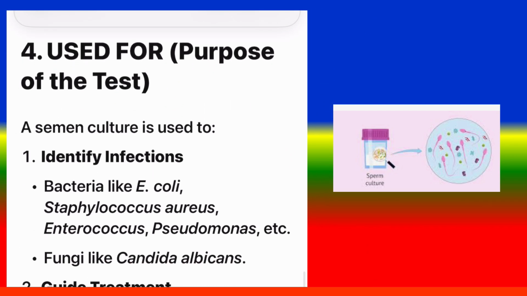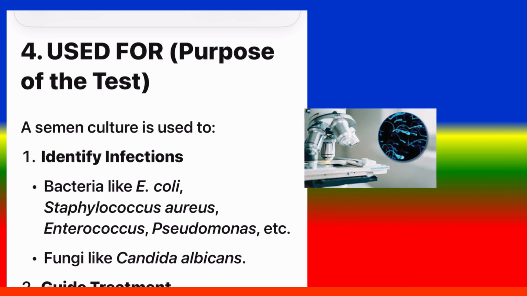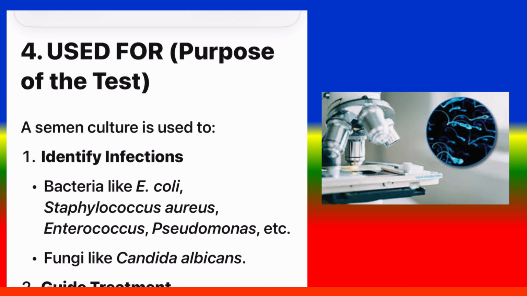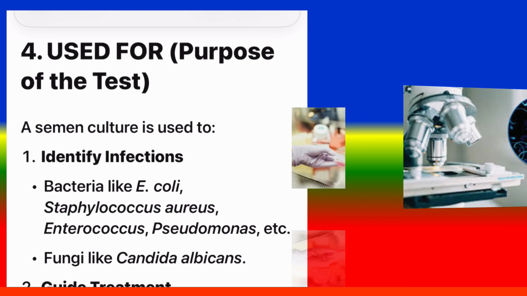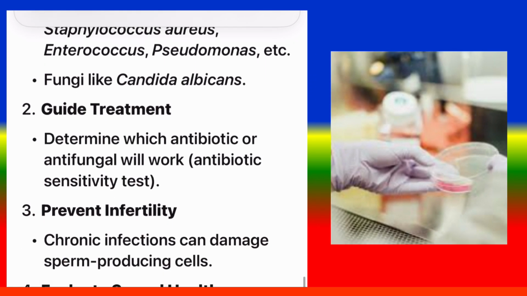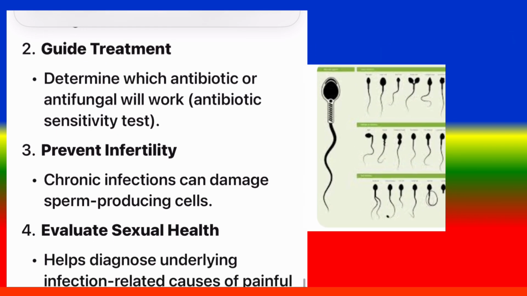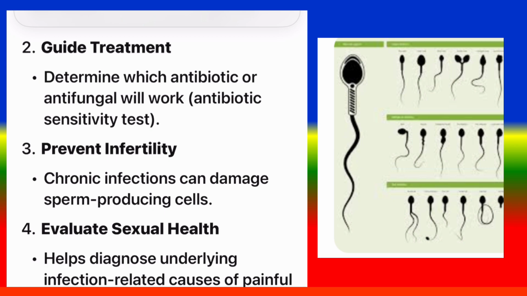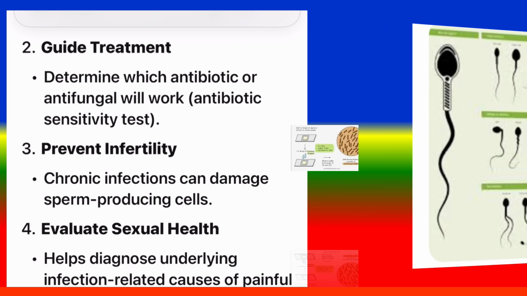Number 4, used for, purpose of the test. A semen culture is used to: 1. Identify infections, bacteria like E. coli, Staphylococcus aureus, Enterococcus, Pseudomonas, etc., and fungi like Candida albicans. 2. Guide treatment, determine which antibiotic or antifungal will work, antibiotic sensitivity test.